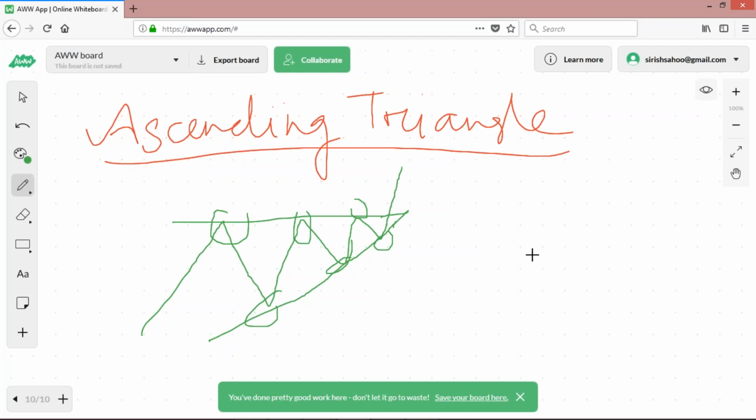There are instances when an ascending triangle forms as a reversal pattern, but whatever the situation may be, a reversal to the downside is not considered. It can be a reversal pattern from a downside movement to an upside movement. So a bullish reversal can be considered, but not a bearish reversal. Either a bullish continuation or a bullish reversal. So no bearish formation in this. So this is the ascending triangle.